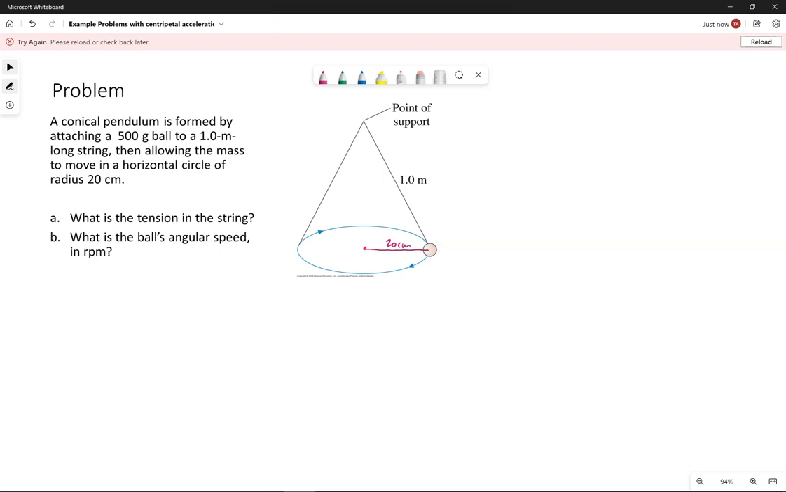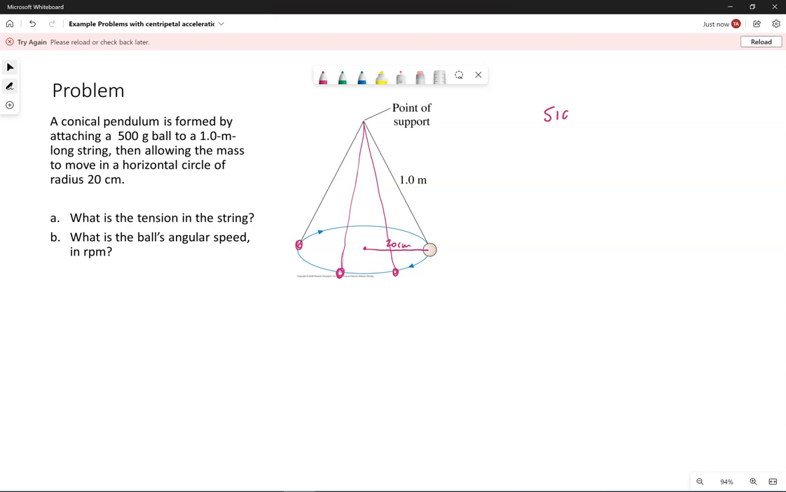Now, horizontal circle means the circle that's traced out in the picture is the same height from the floor at all moments in time. The picture they've given us is kind of down at an angle to get a picture of what's happening. The ball is tracing out a cone. So the ball itself traces out a circle, and the string traces out a cone.